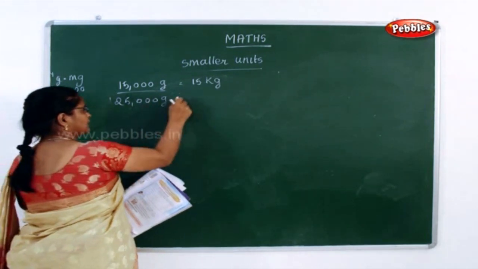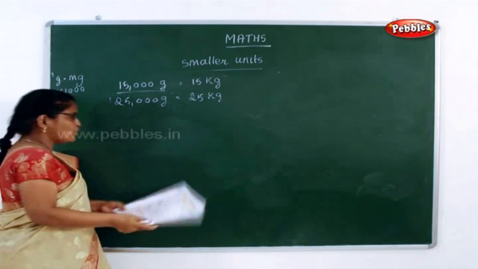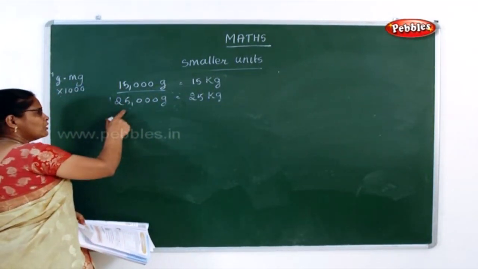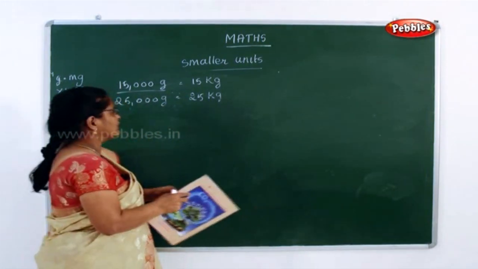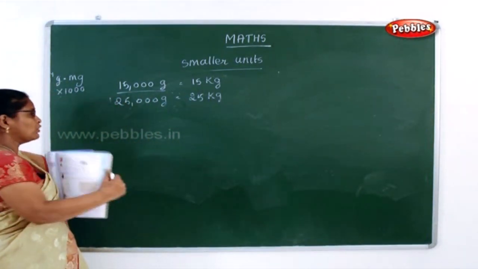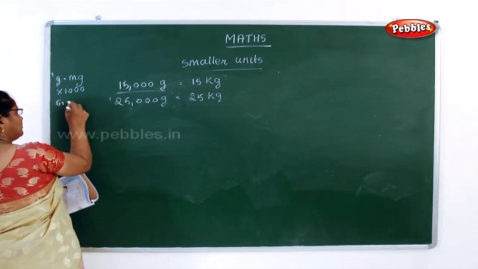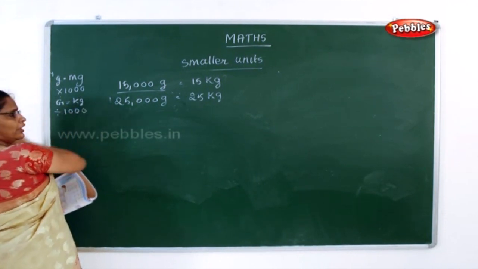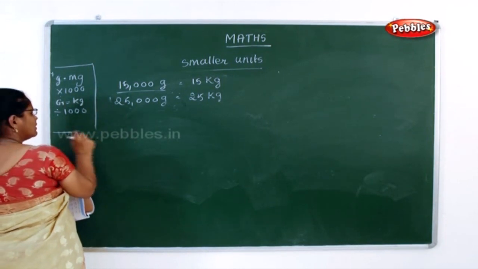Now how will you convert this? You will say it is 25 kg. So now you are going to convert gram into kilogram. Now how will you convert gram into kilogram? What you have to do is divide. When you want to convert gram into kilogram, you have to divide by 1000. So these are the things which you have to take in your book.